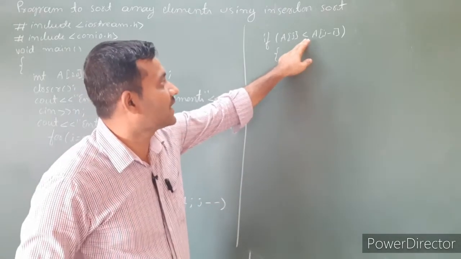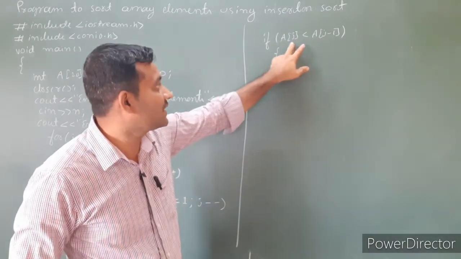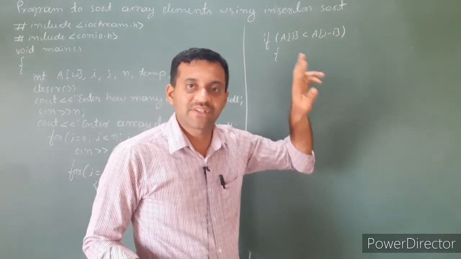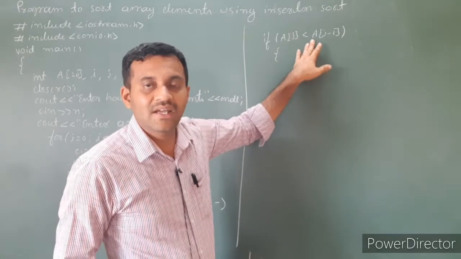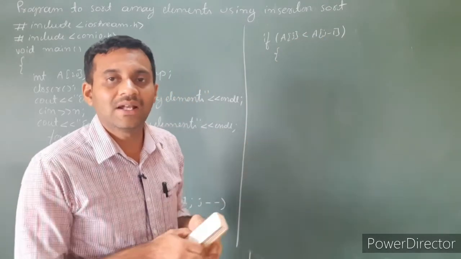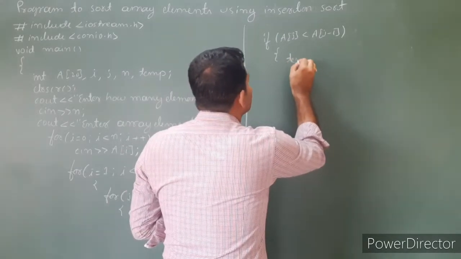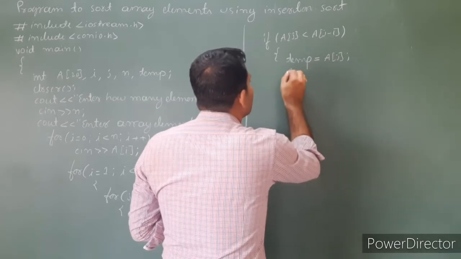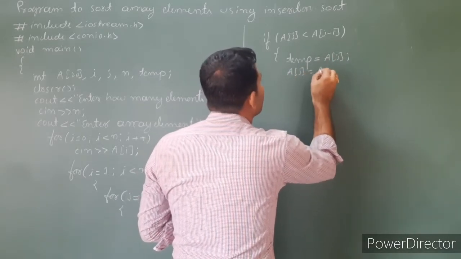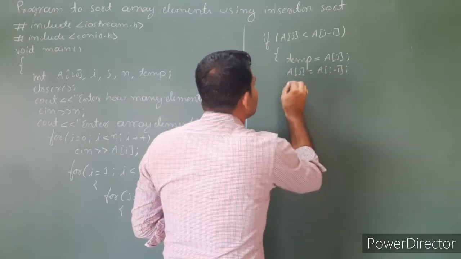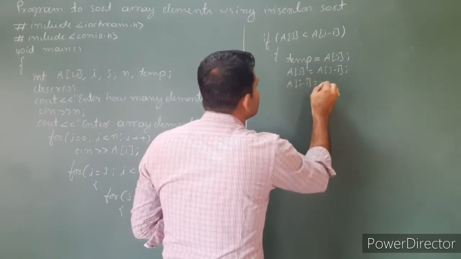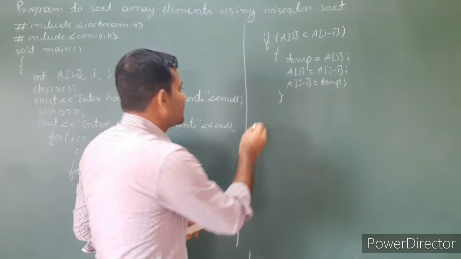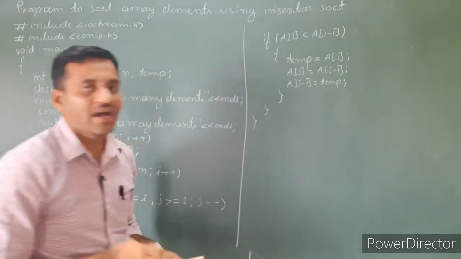If the second element is less than the first element, what is the meaning of a of j less than a of j minus 1? j represents the second element, j minus 1 represents the first element. If the second element is less than the first element, then swap the elements. How to swap? Using a third variable: temp equals a of j, a of j equals a of j minus 1, then a of j minus 1 equals temp. Using the third variable, swap the elements, then close the j for loop, then close the i for loop.